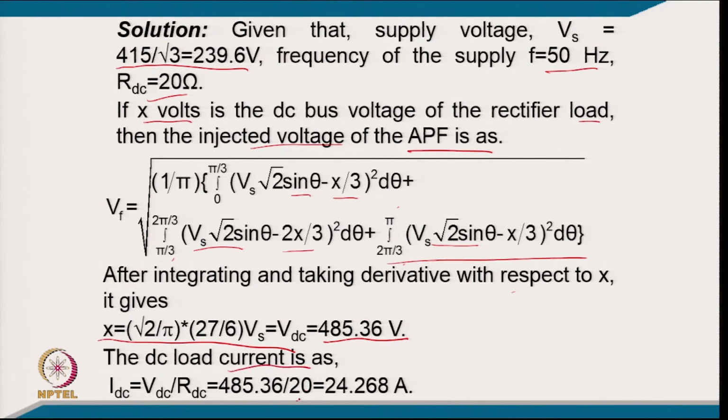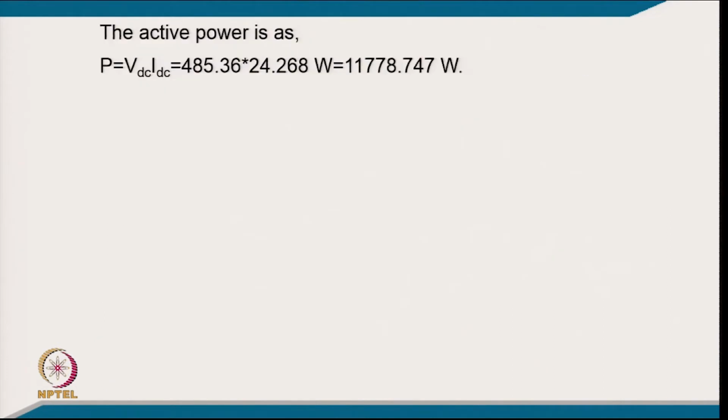Now, once we know the DC link voltage, we can find out the DC load current, because we know the resistance of the DC load. It becomes VDC by RDC, that is 485.36 divided by 20, and it comes to 24.268 ampere. And now we can calculate the active power, P equal to VDC into IDC. We already got VDC 485.36 into 24.268.